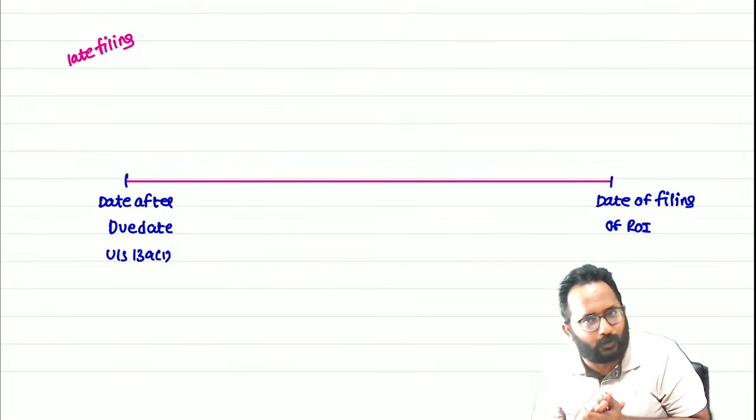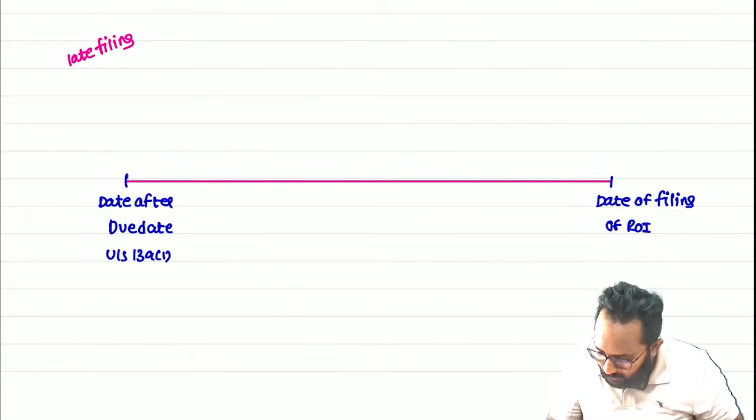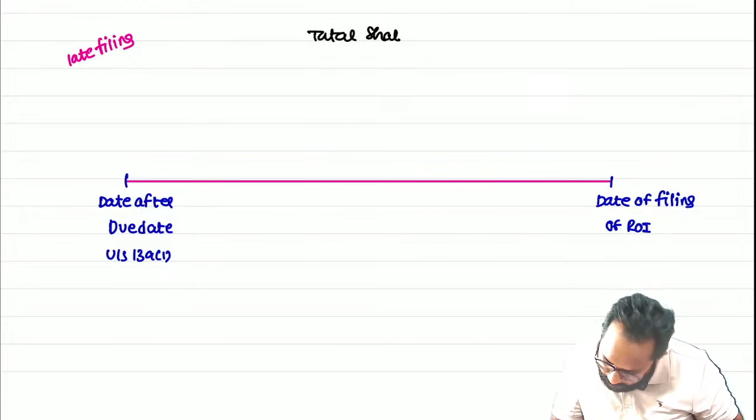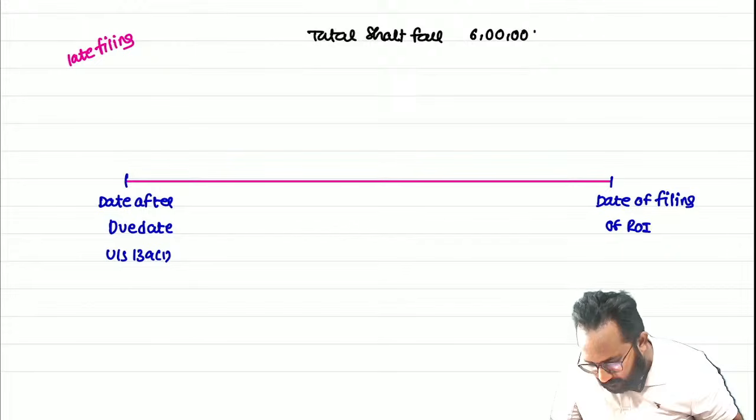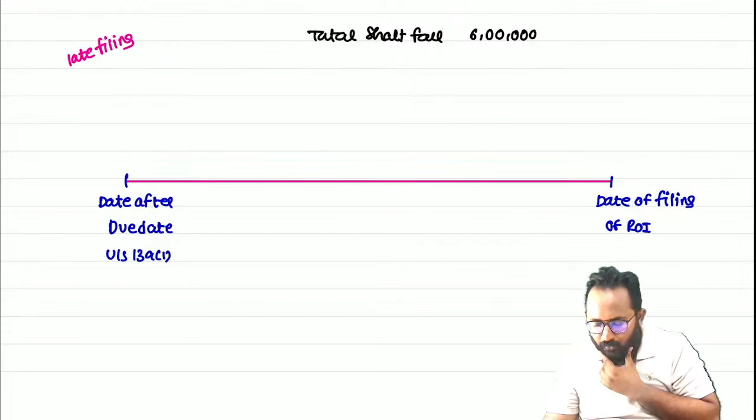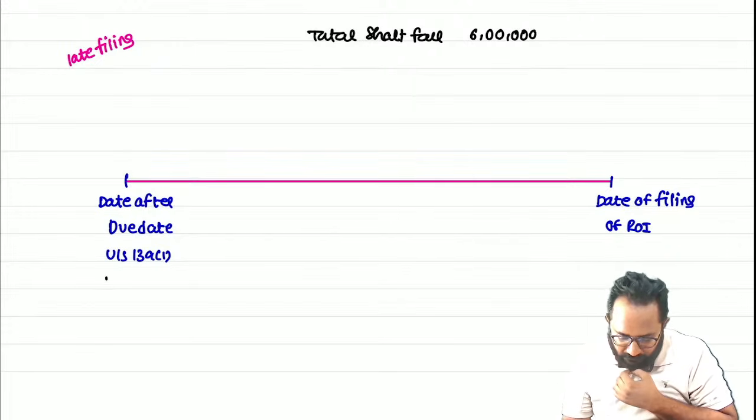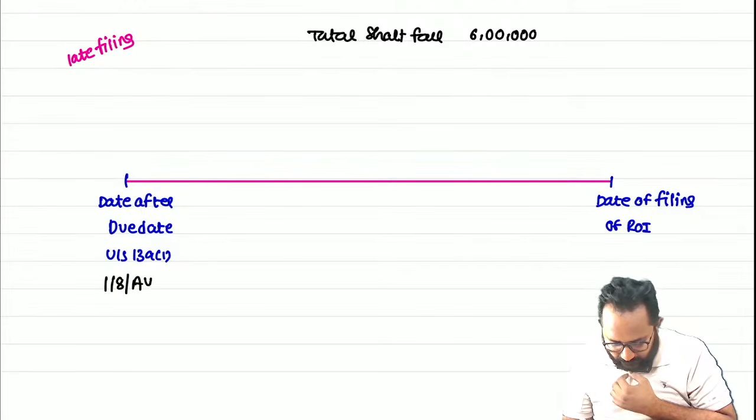Between this period we have to calculate what? Interest. Okay, now I will give you: what is the total shortfall? 6 lakh. For example, this is an assessment year.